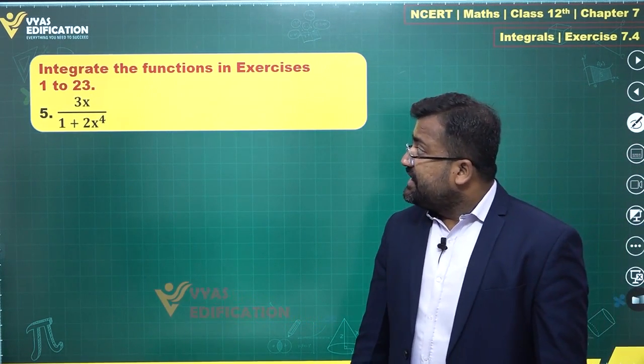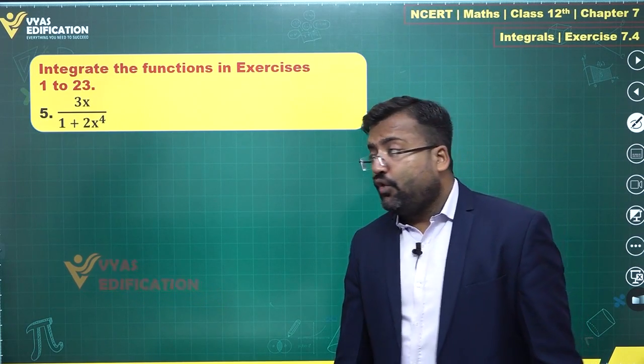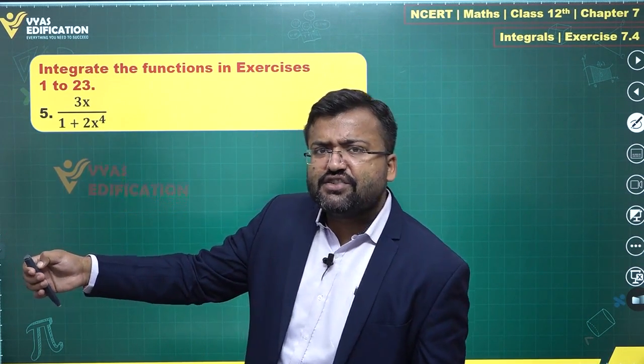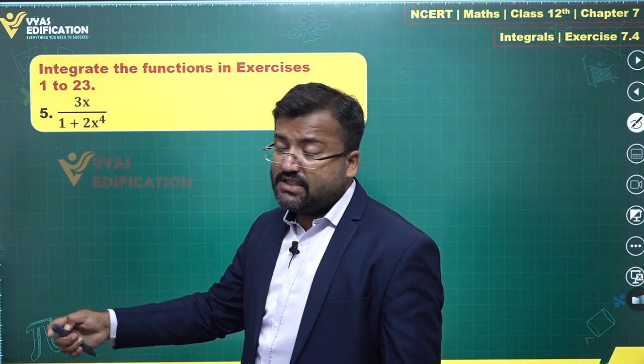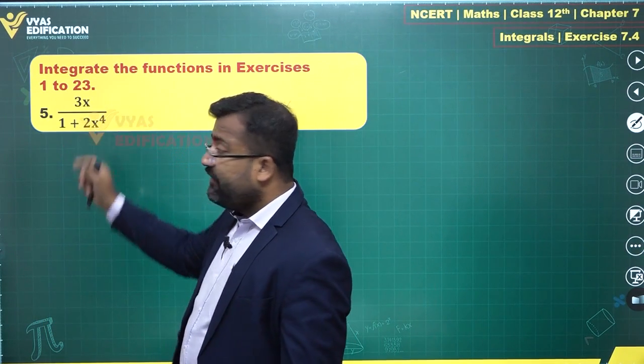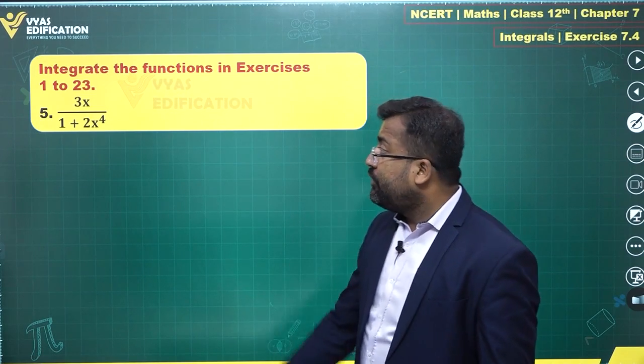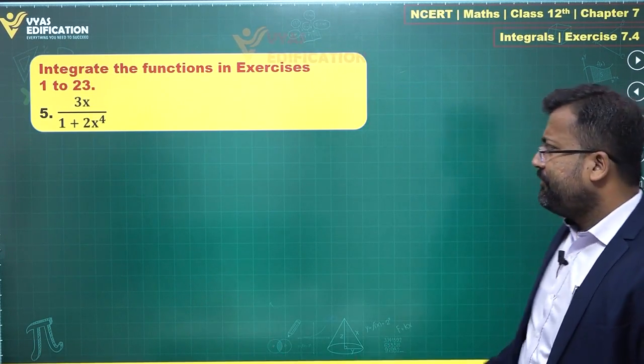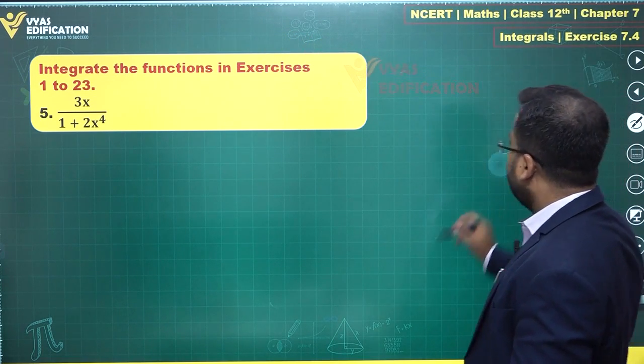The fifth question says we have 1 plus 2 x power 4. Now x power 4 is actually square of what? This is square of x square. Yes. And the derivative of x square is present over there. What about those constants? We don't need to worry about the constants, right? We know that.